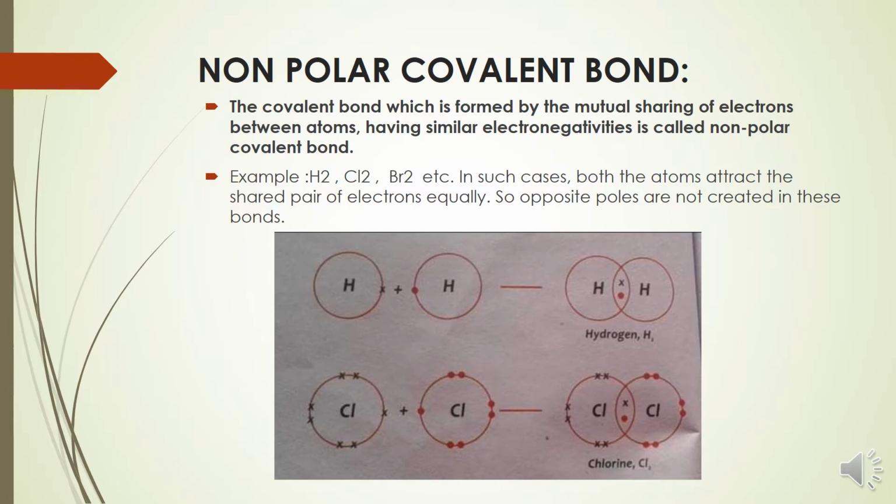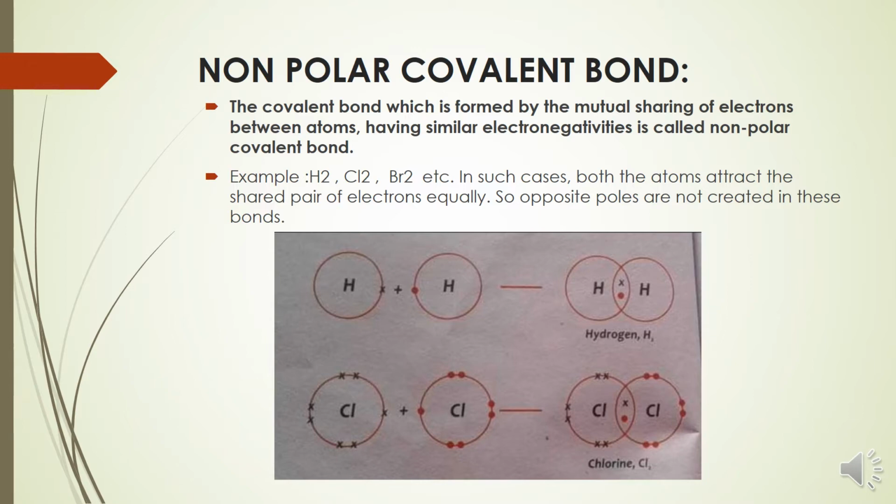So what's the non-polar covalent bond? The covalent bond, which is formed by the mutual sharing of electrons between atoms having similar electronegativities, means the similar atoms will form the non-polar covalent bond. So examples are hydrogen molecule, chlorine molecule and bromine molecule. You can see these are the molecules which have same kind of atoms. So they will have same nucleus, and the attraction for the shared pair of electrons will be same towards each atom, and no formation of poles will take place.